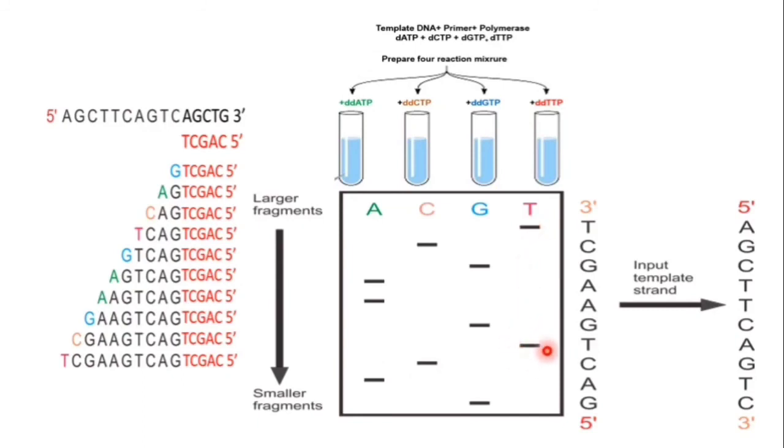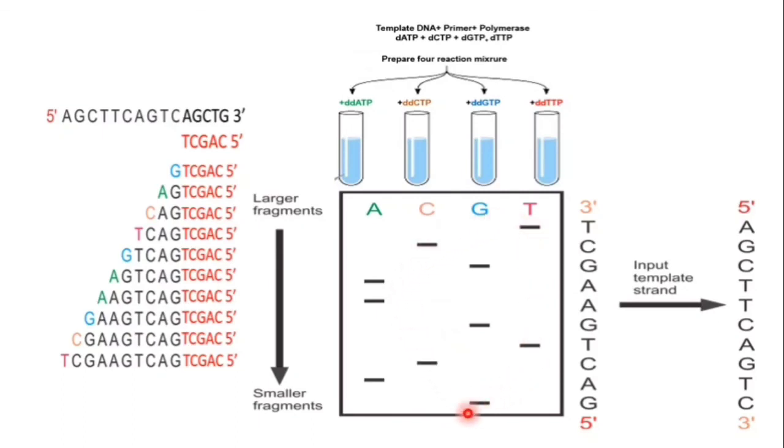And here you see the T band. Here the T terminated this chain, and here in the well of G you see this fragment is terminated by ddGTP. Here it is terminated by A, here by G, here by G, here by C, and here by T. So from these different fragment lengths, we can identify what sequence is present in our DNA.